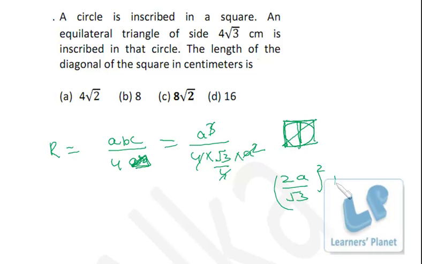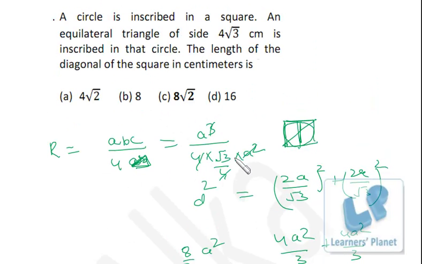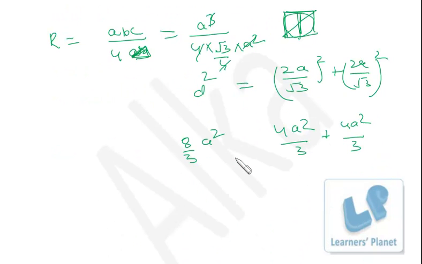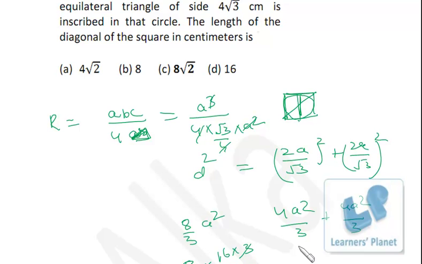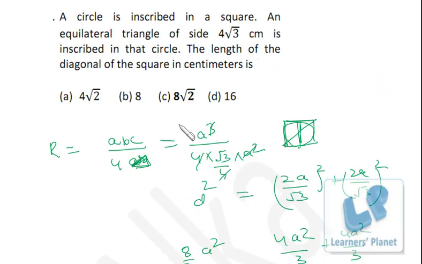So 2a by √3 whole square plus 2a by √3 whole square, that is diagonal square. So it is 4a square by 3 plus 4a square by 3. So 4 by 3, 4 by 3, 8 by 3 a square. That will be the diagonal square. I just put up the value of a square over here. It is 4√3. So 8 by 3 into 4√3 squared, so it is 16 into 3, so 16 into 8 is the diagonal square. So square root will be 4 into 2√2, that is 8√2. Pretty simple.